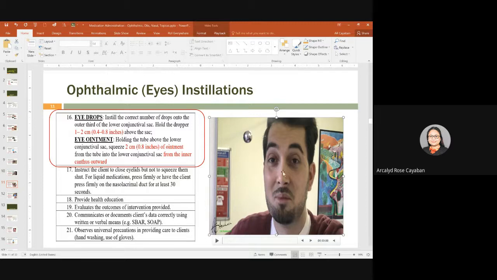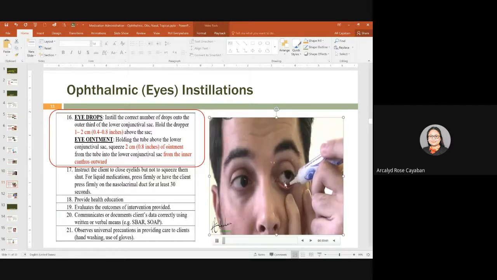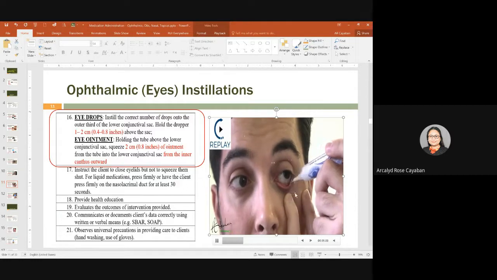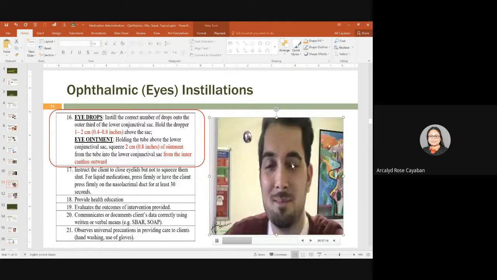Now, if you notice, again, he put the ointment on the eyes from inner to outer canthus. Plus, we ask the client to gently close the eyes but not to squeeze them. Why? The ointment will come out.